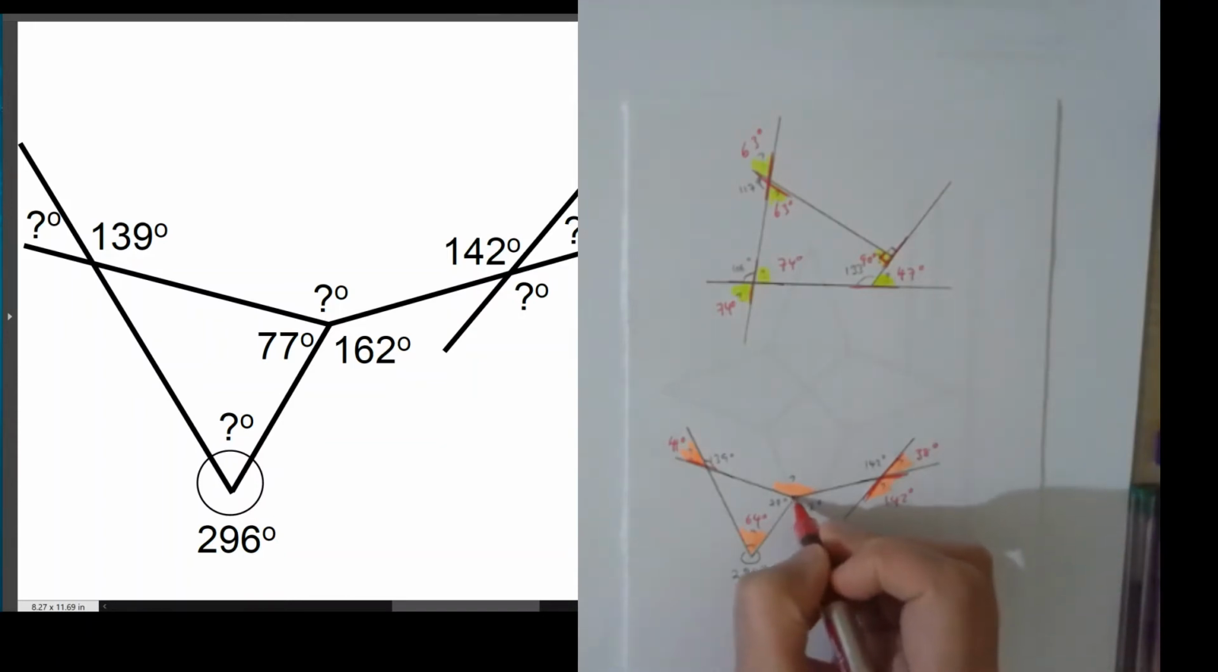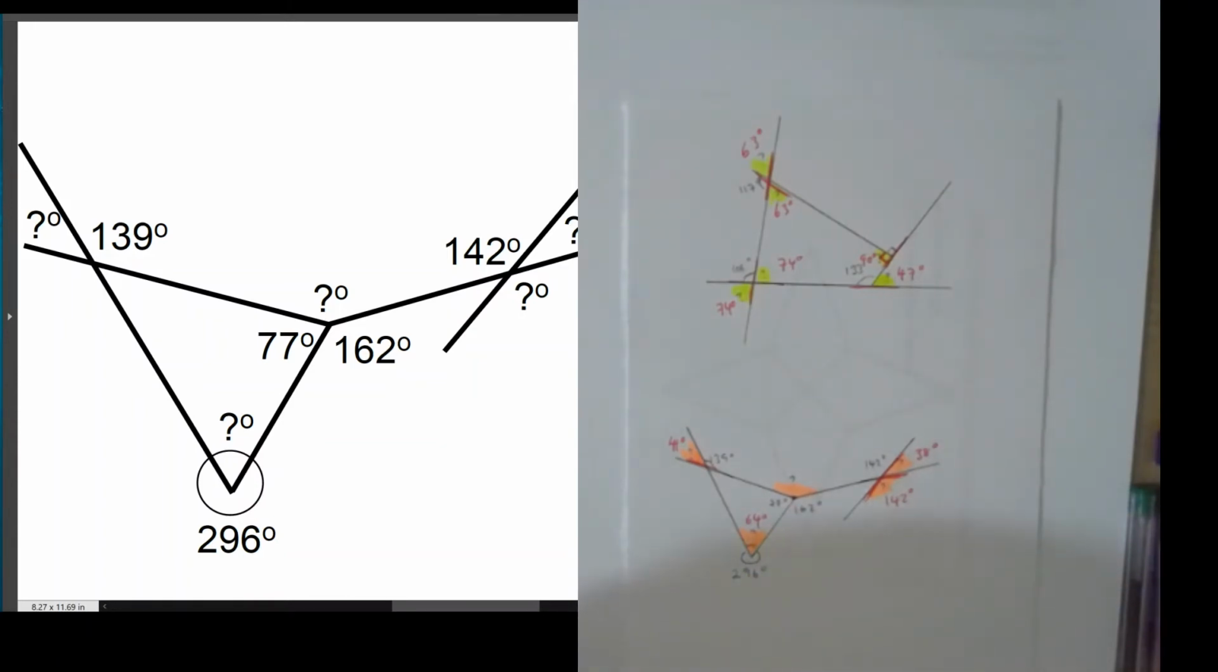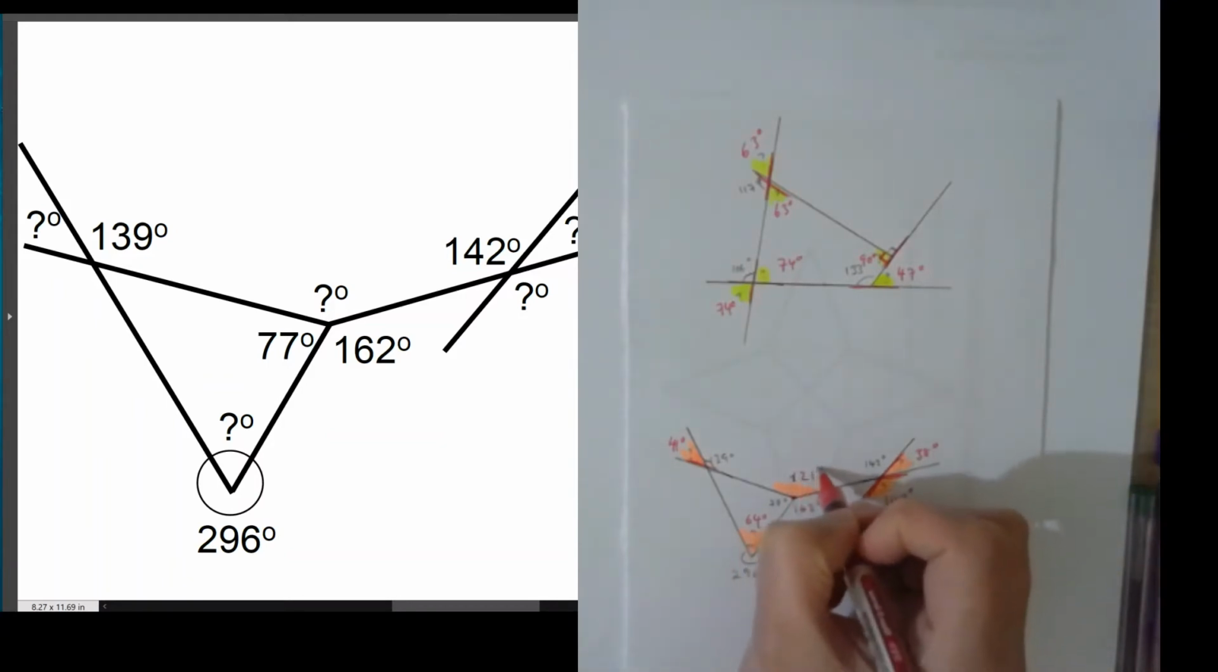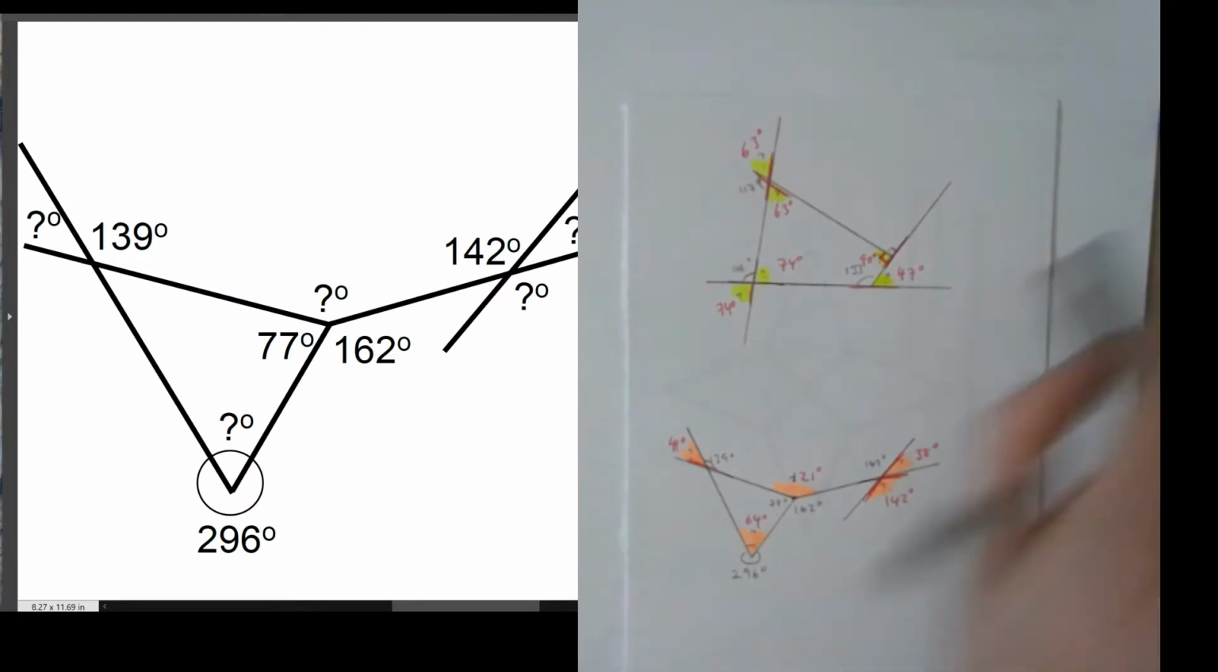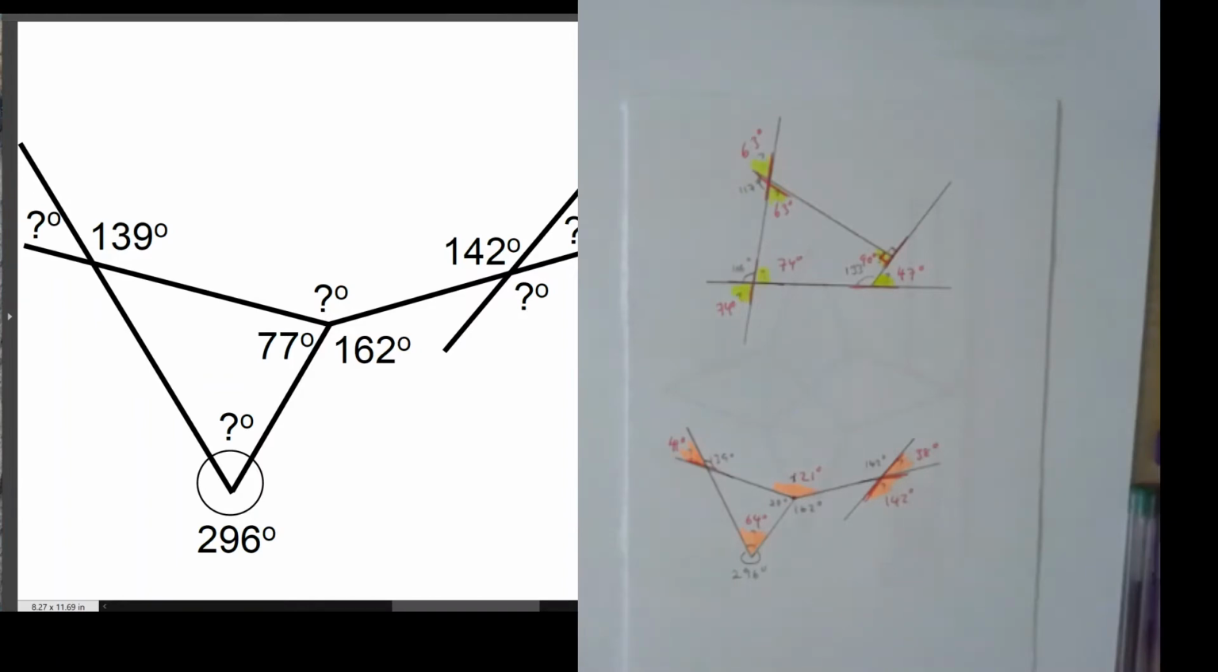And last but not least, I've got that one right there, and I know angles around a point add to 360 degrees. So I need to do 360, take away 162, take away 77, which leaves you with 121 degrees. Okay, so that was just good practice for the first 3 rules, which I know quite a few of you did.